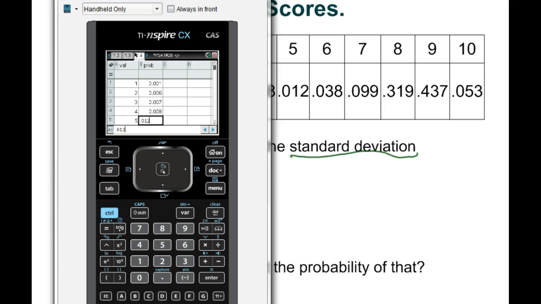0.012, 0.038, 0.099, 0.319, 0.437, 0.053.